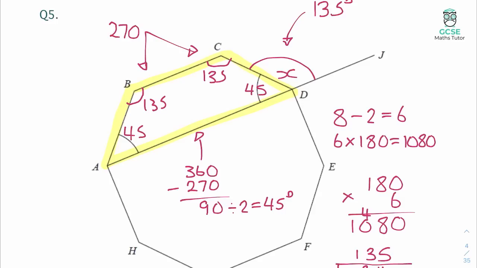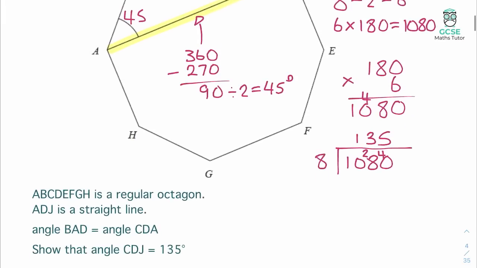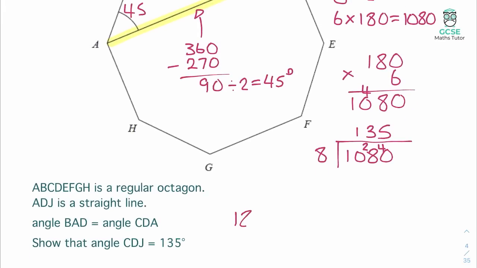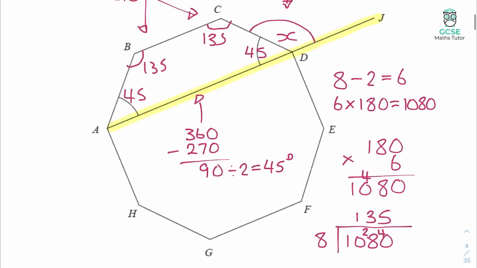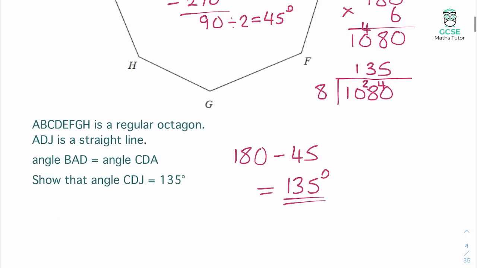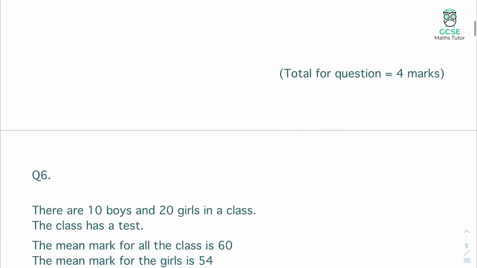And now, because we know that that was a straight line, which we were told in the question, this one here, to work out that value of x, our final bit of working out would be 180 degrees, take away 45, which is 135 degrees. So there we go. We've found that the angle is 135. We've shown all the correct proof there, and that's very important with that language where it says show that angle CDJ equals 135. Okay, right, on to the next one.